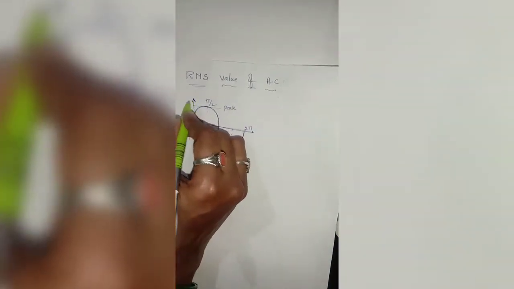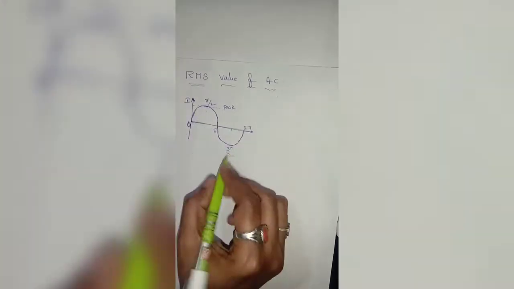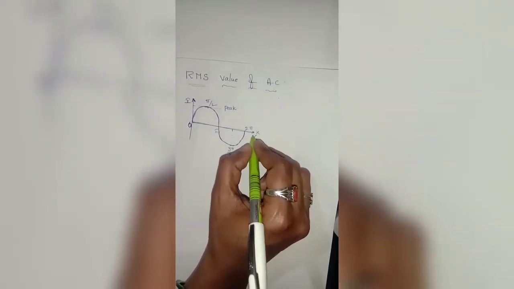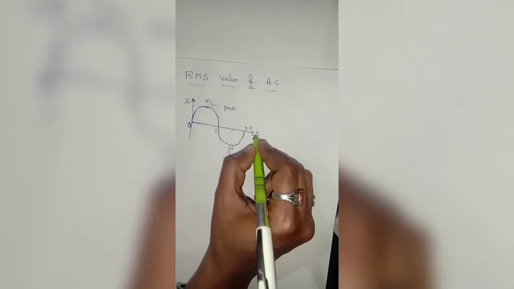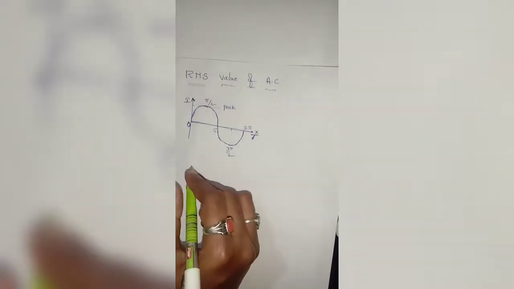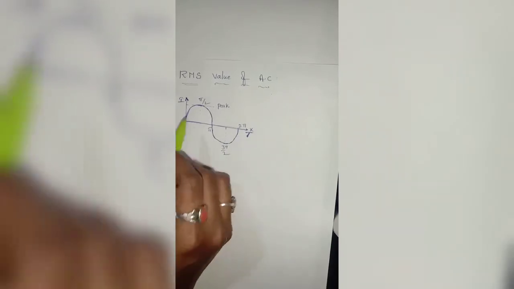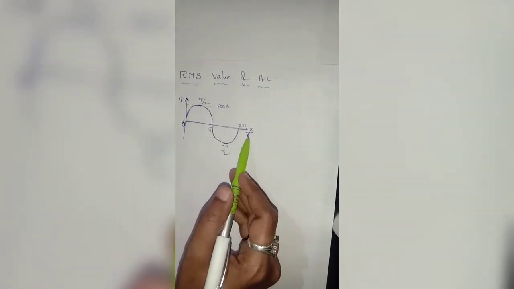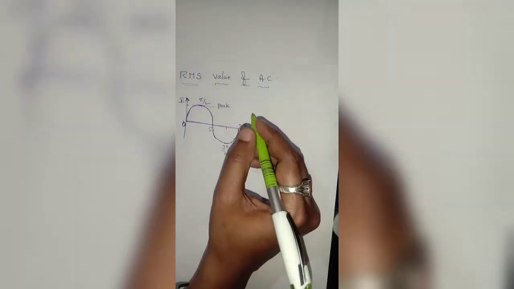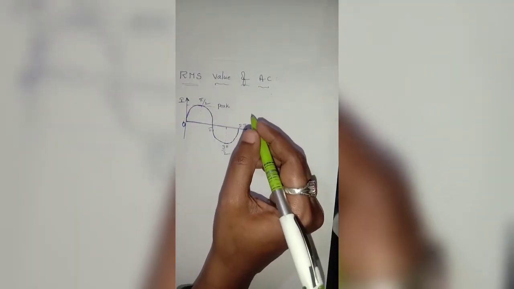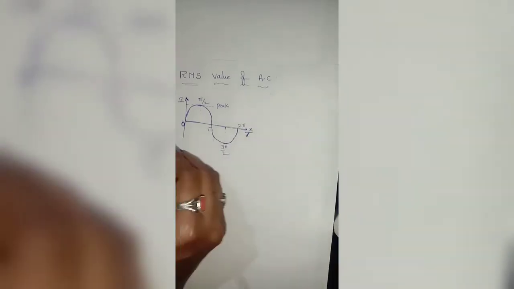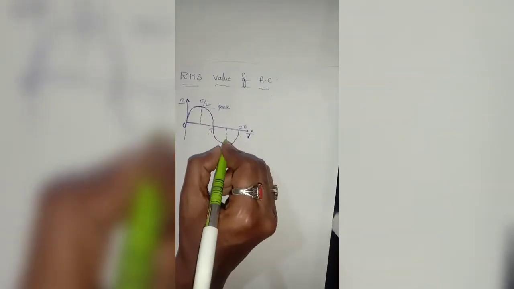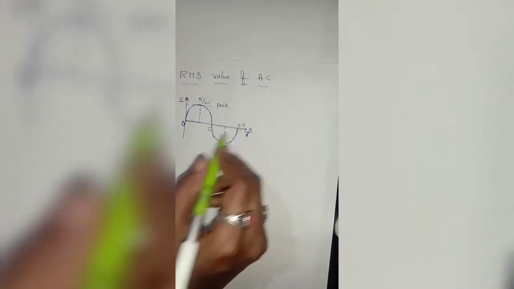When you consider I, current, on the y-axis, time t on the x-axis, the wave is marked at pi by 2, pi, 3 pi by 2 and 2 pi.